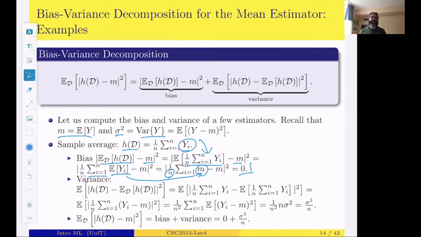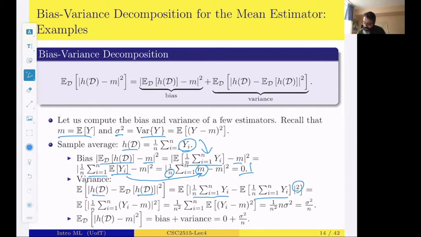So the sample average doesn't have any bias. But what about the variance? We can do these calculations for variance again. We just plug in h(D) and its expectation. So what we get is, again, 1 over n times the summation of yi minus the expectation of that, the whole thing squared. And then we can do some manipulation.